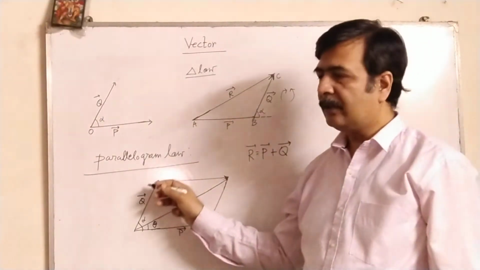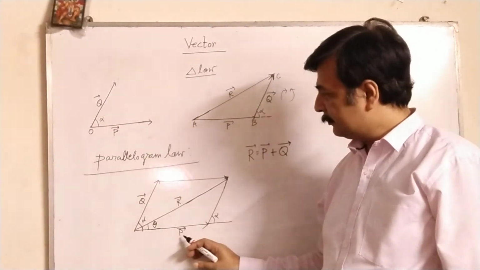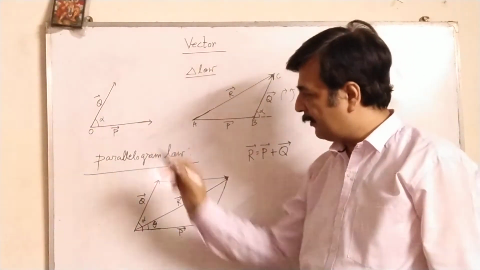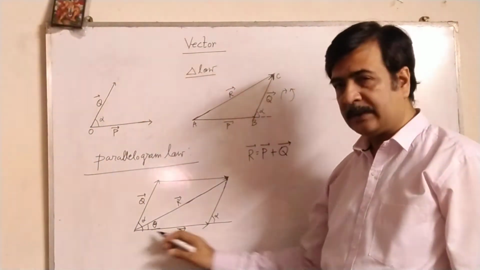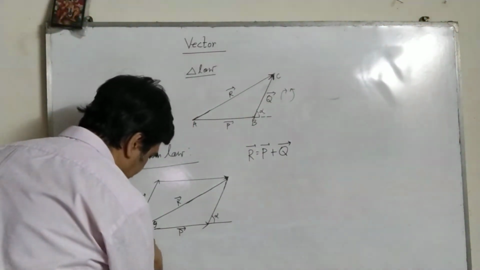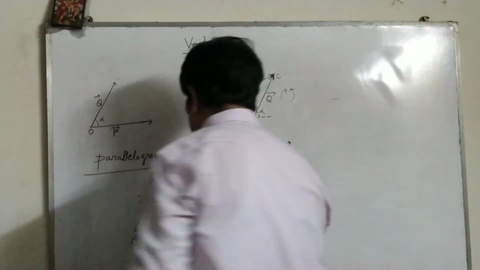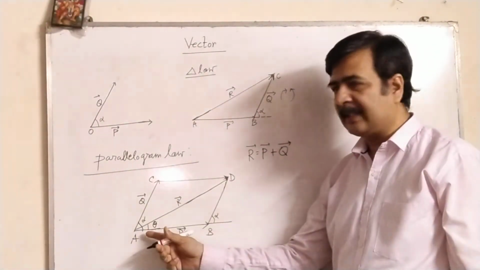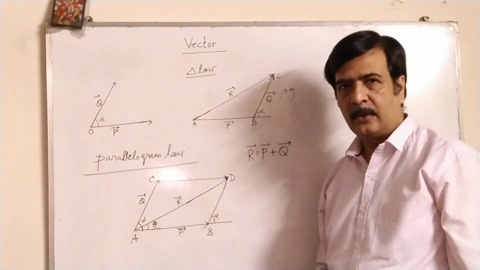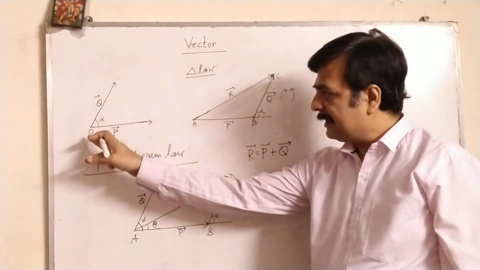Now, parallelogram law. If two vectors P and Q acting at a point O at an angle alpha can be represented by the two sides of the parallelogram, namely AB and AC, two vectors acting at a point can be represented by AB and AC. Okay? The point O here is A.